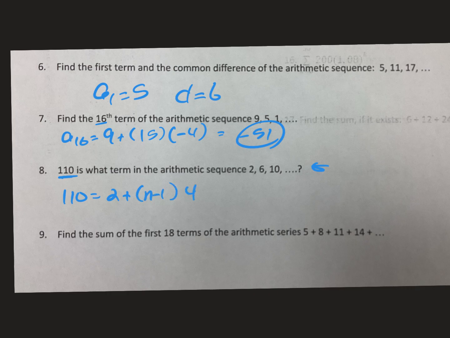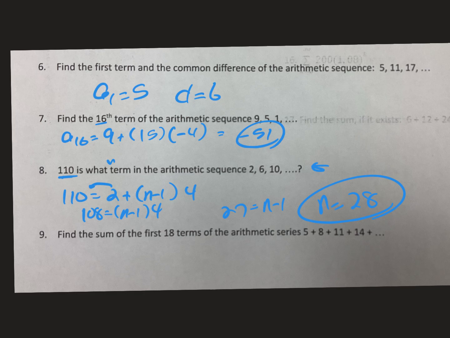N means what term it is. So that's why I'm looking for the n. It's asking me what term is it? That's n. That's what n always is, what term. So move the 2 over. That's going to be 108 equals n minus 1 times 4. If I divide both sides by 4, I get n minus 1 equals 27. Move the 1 over, I get 28. So 110 would be the 28th term of that one.